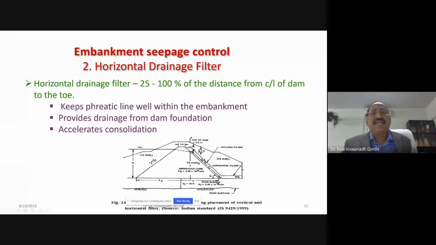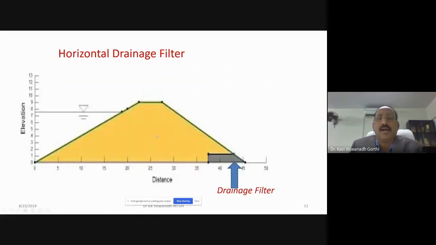It keeps the phreatic line well within the embankment. In the last class, also we discussed about this. When you are providing a drainage filter, the phreatic line will not cut to the downstream face of the dam, and hence the safety of the dam will be enhanced. So it keeps the phreatic line well within the embankment, provides the drainage from the dam foundation, and accelerates the consolidation process also. So this is the location of the horizontal drainage filter.